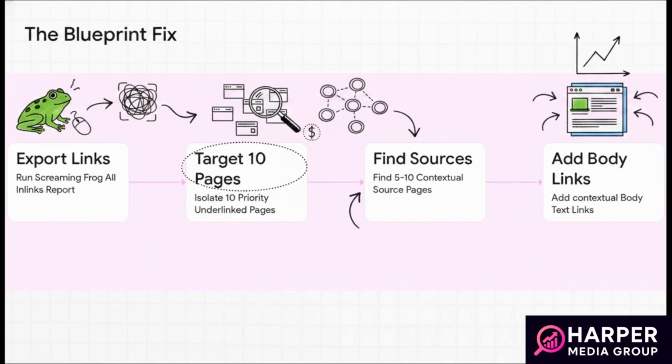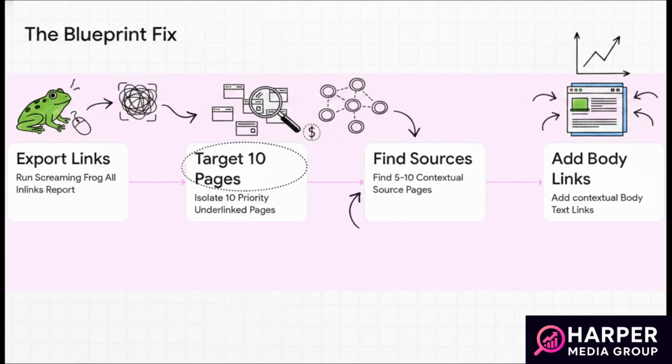So how do we actually fix it? Well, the source material lays out a super clear blueprint for this. Step 1. Run a full crawl using Screaming Frog and export the all-in links report just to see where your equity is currently flowing. Step 2. Isolate 10 priority pages that are currently underlinked. These are your money pages. Step 3. Find 5 to 10 existing, highly relevant pages that can act as sources. And Step 4. Go into those source pages and add contextual body text links pointing straight to your targets. If you do this, you can genuinely see ranking results in a matter of weeks.